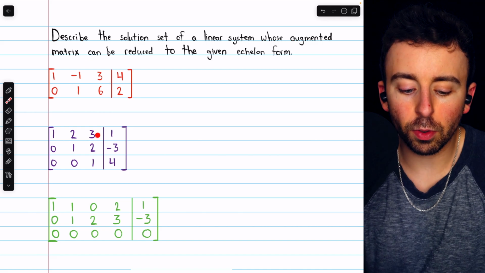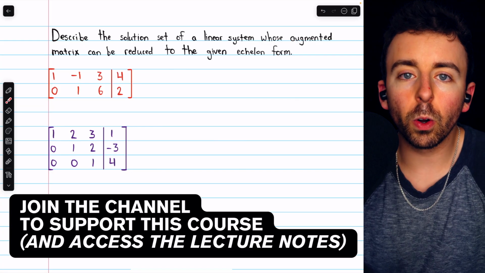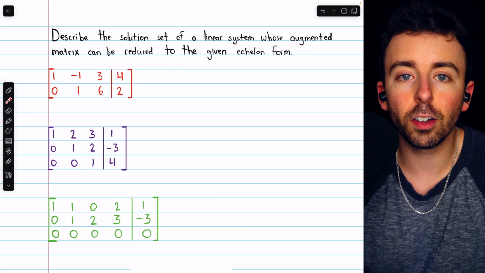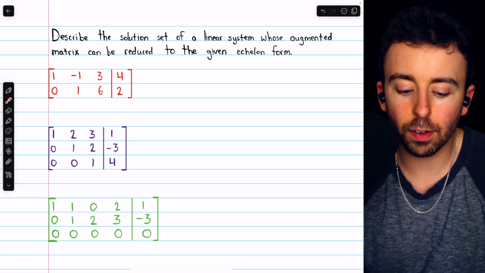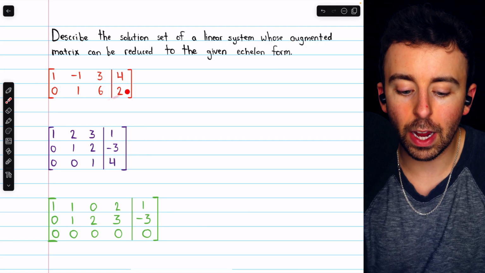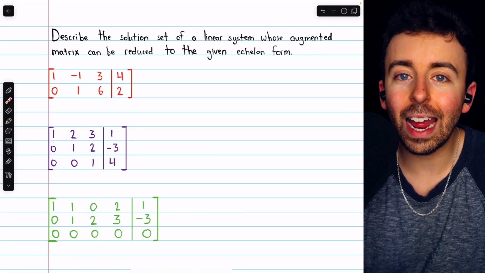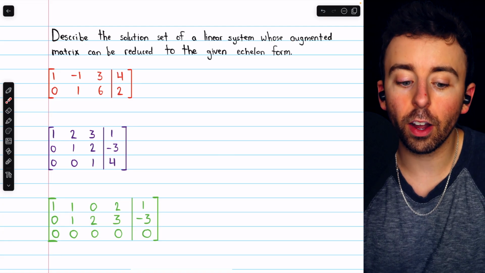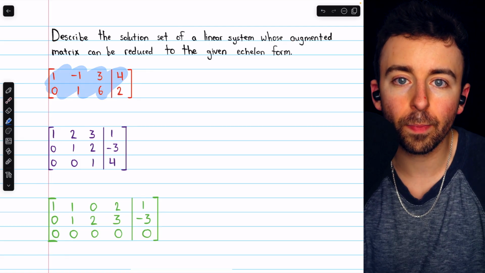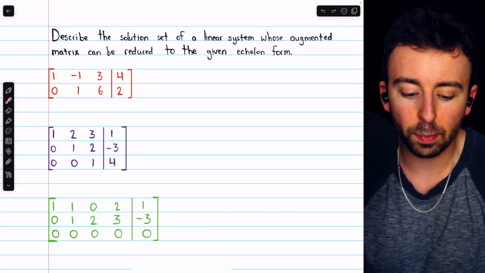Here are three matrices that have already been reduced to row echelon form. Our goal is to describe the solution set corresponding to the system of equations represented by each matrix. In describing the solution set for this matrix, for example, we're also describing the solution set for any linear system whose augmented matrix has this as a row echelon form. So the focus here is on interpreting this form and using it to describe solution sets.